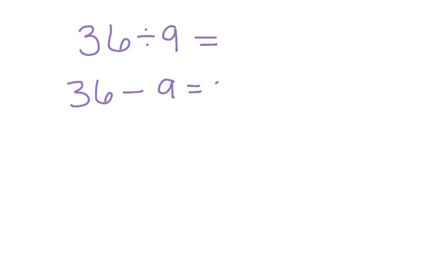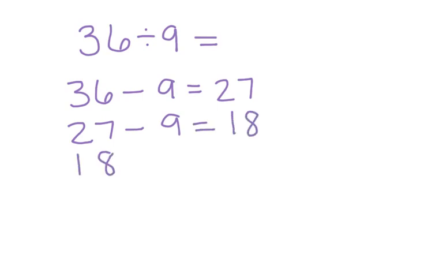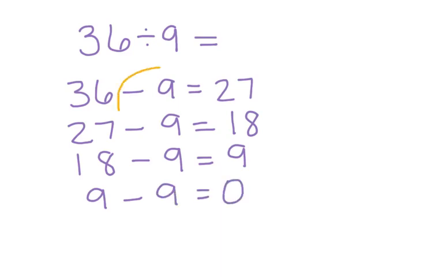Here's another example. Let's say I have 36 divided by 9. If I take 36 and I repeatedly subtract 9, when I get to 0, I'll know what my quotient is. So in this example, I subtracted 9 4 times, so 36 divided by 9 equals 4.